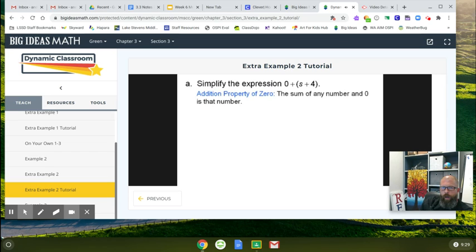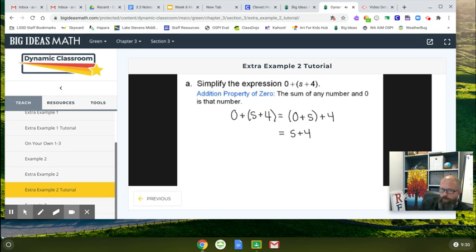So let's look at our expression. We have 0 plus the quantity s plus 4. In order to have 0 plus a number, let's regroup and use the associative property of addition. So now we will group 0 and s. So we have the quantity 0 plus s, plus 4. Now we can use our addition property of 0. We are adding 0 and a number s. So the sum of 0 and the number s is s. Then we add the 4. So 0 plus the quantity s plus 4 is equal to s plus 4.